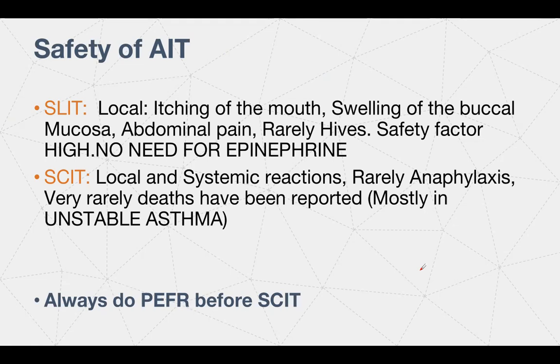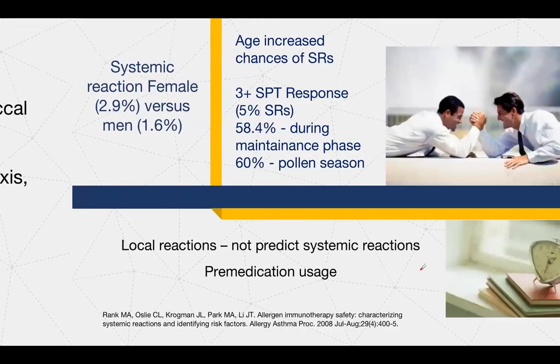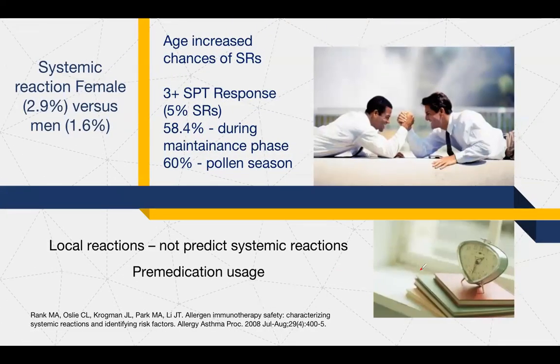But subcutaneous immunotherapy may produce some local and systemic reactions, though rarely. Anaphylaxis and, very rarely, deaths have been reported. In those cases of death, the patients were already suffering from unstable asthma. So if the patient, on top of all the medications, has an FEV1 less than 70%, it is not wise to use allergen immunotherapy. And of course, we need to do the PFR before giving subcutaneous immunotherapy.